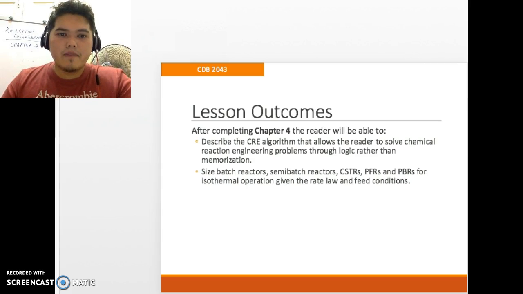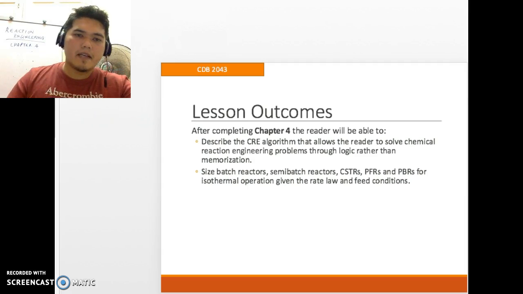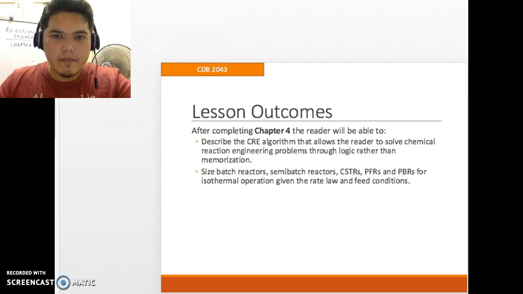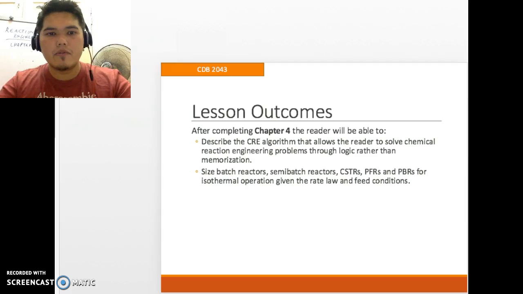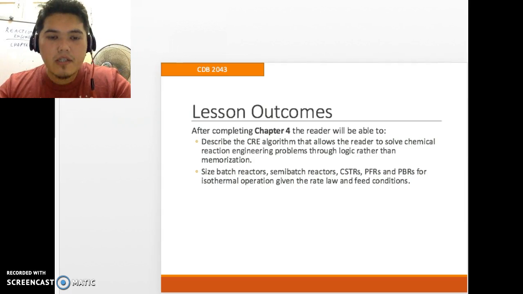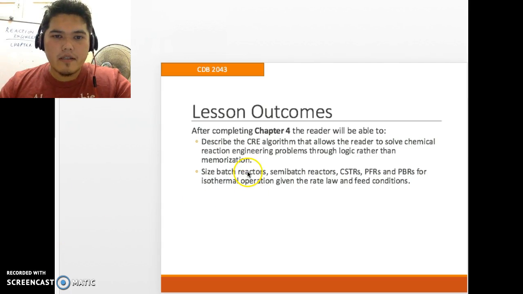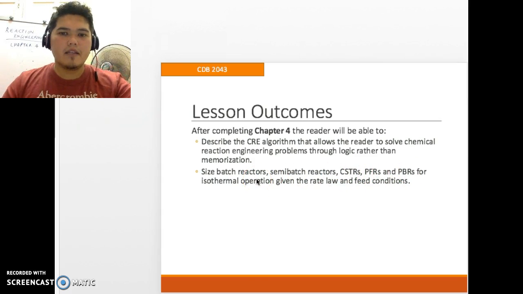The lesson outcome is, after completing chapter 4, you'll be able to describe the chemical reaction engineering algorithm that will allow you to solve chemical reaction engineering problems through logic rather than memorization. And you'll be able to size batch reactors, semi-batch reactors, CSTR, PFR, and PBR for isothermal operation given the rate law and feed condition.